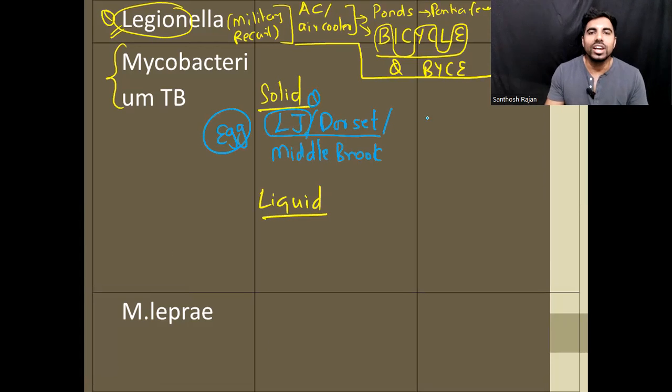The colonies are what? Rough, tough, buff colonies. Remember, rough, tough, buff. My spelling is poor, so to make it easy I'm writing rough, R-O-U-G-H, but I'm writing a rough, tough, buff colony. That was important. Remember, okay?